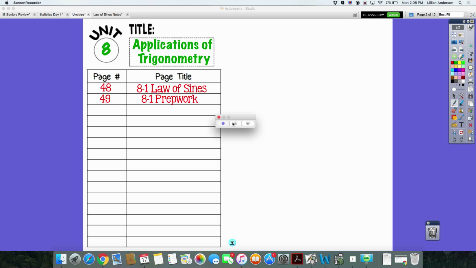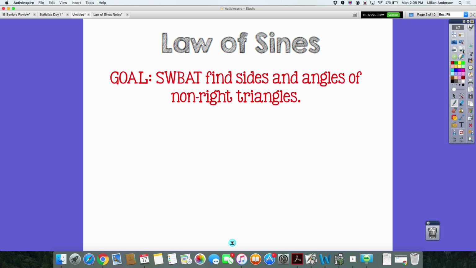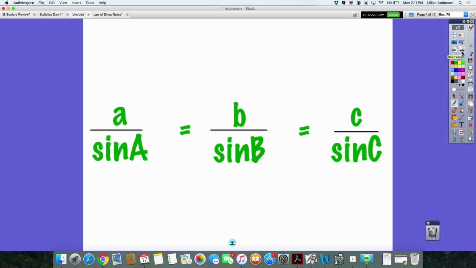So the yellow page that has law of signs on it, that is going to be on page 48. And this is the goal that goes along with today's lesson. You'll be able to find sides and angles of non-right triangles. Again, this starts on page 48. Page 48. Law of signs. This is the formula for the law of signs. This is what should go in that space in between law of signs and example. Okay?